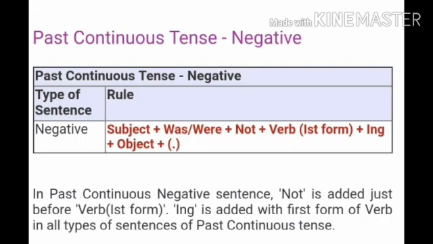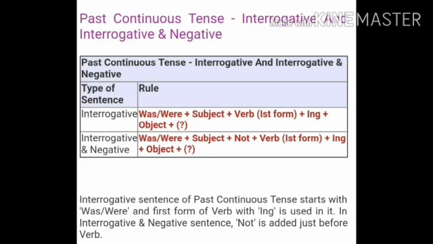Making negative interrogative and interrogative sentences of past continuous tense is also quite simple. As we know, was and were are helping verbs. We are going to use them at the beginning of our sentence, and after that we will use the subject, the ing form of the verb and the object. And the most important thing in interrogative sentences is the question mark, and we will use the question mark after the object.